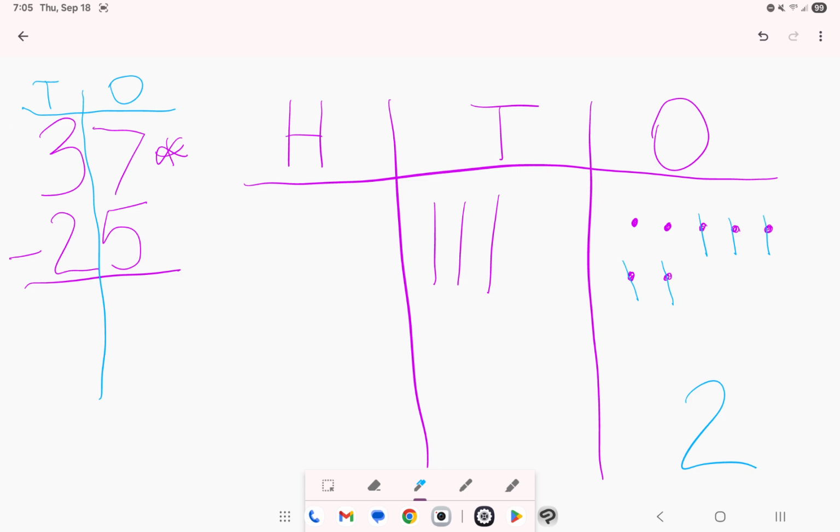So now I'm not done. I got to deal with the tens. So how many tens am I going to take away from the 3 tens that are in my chart? I'm going to take 2 of those tens away. So I'm going to cross them out. 1, 2, and I am left with 1 set of tens. So my answer is 12.